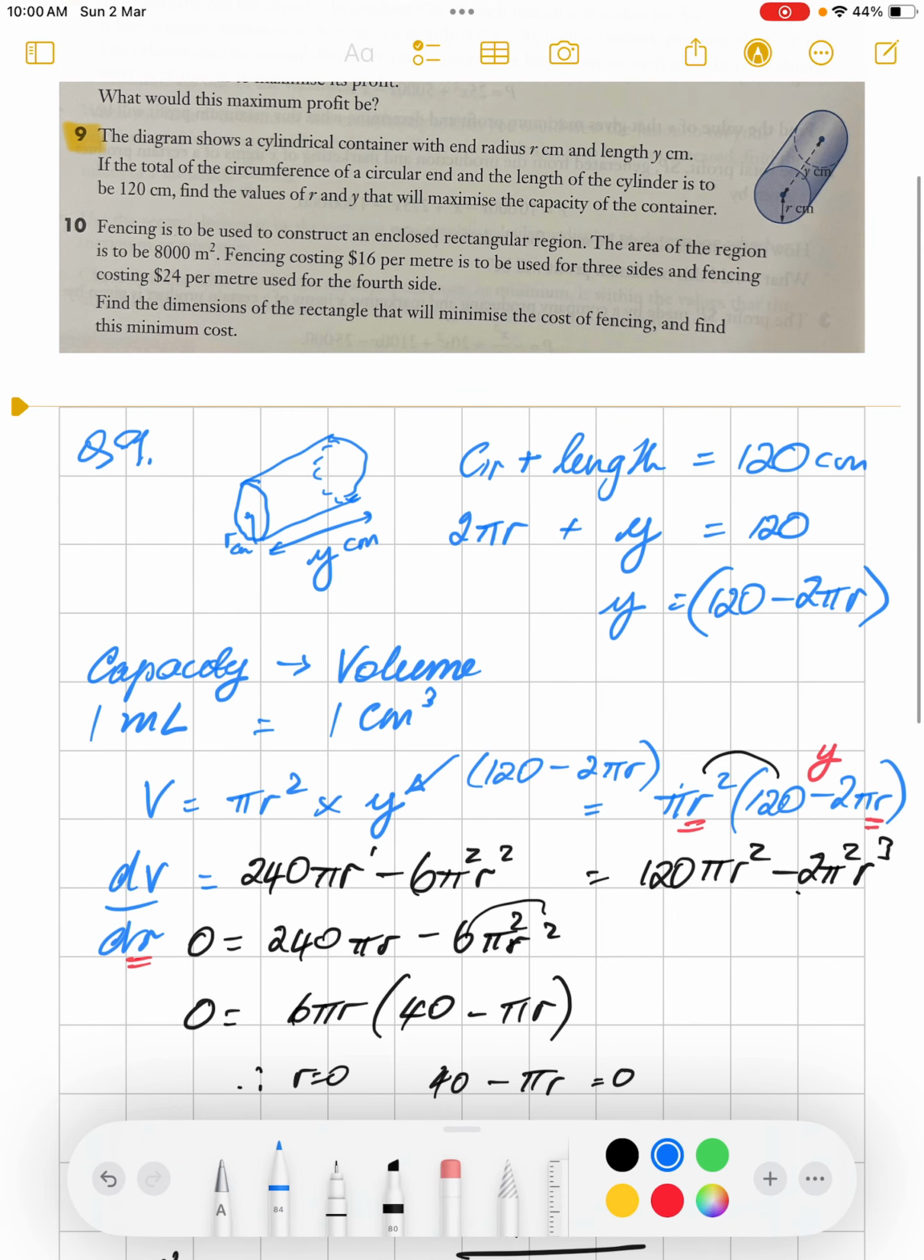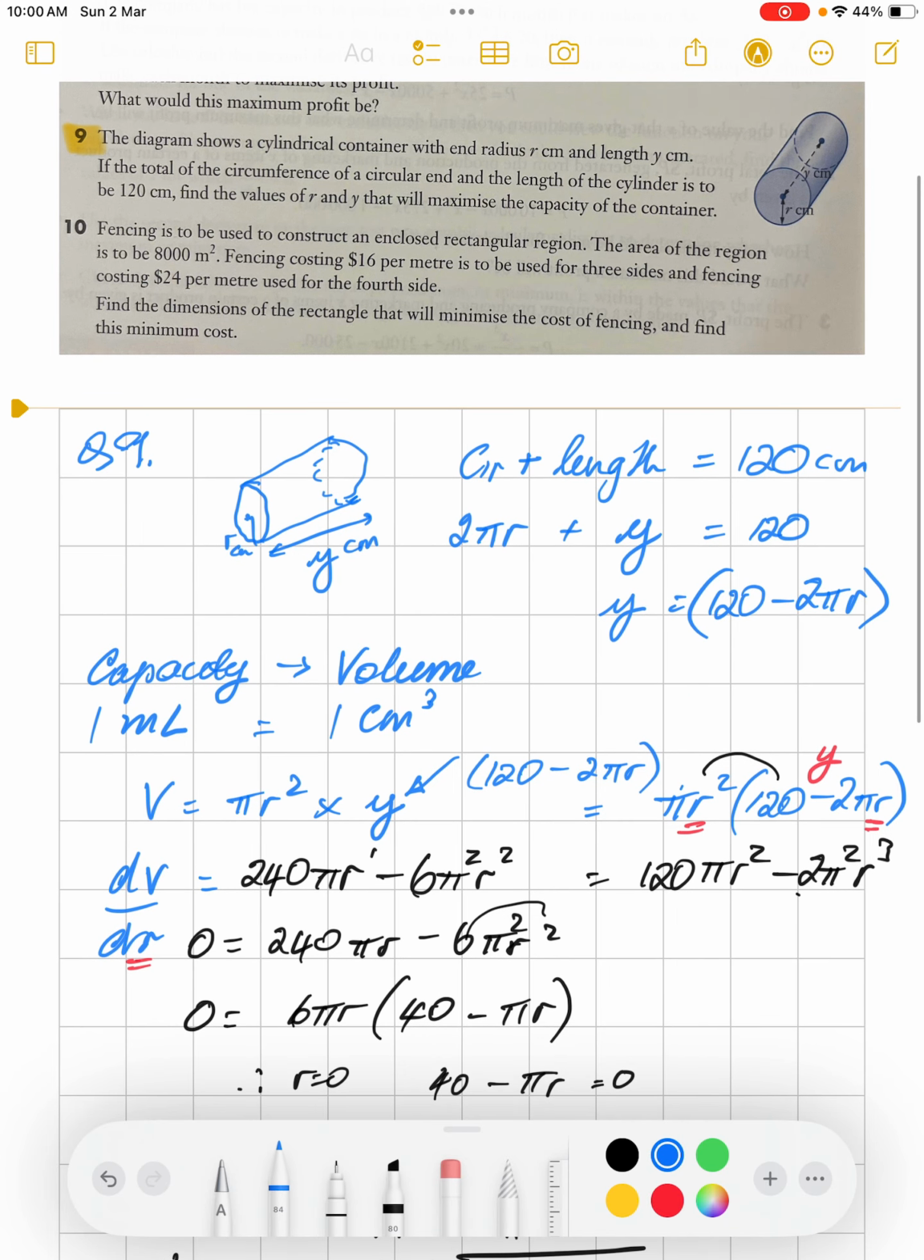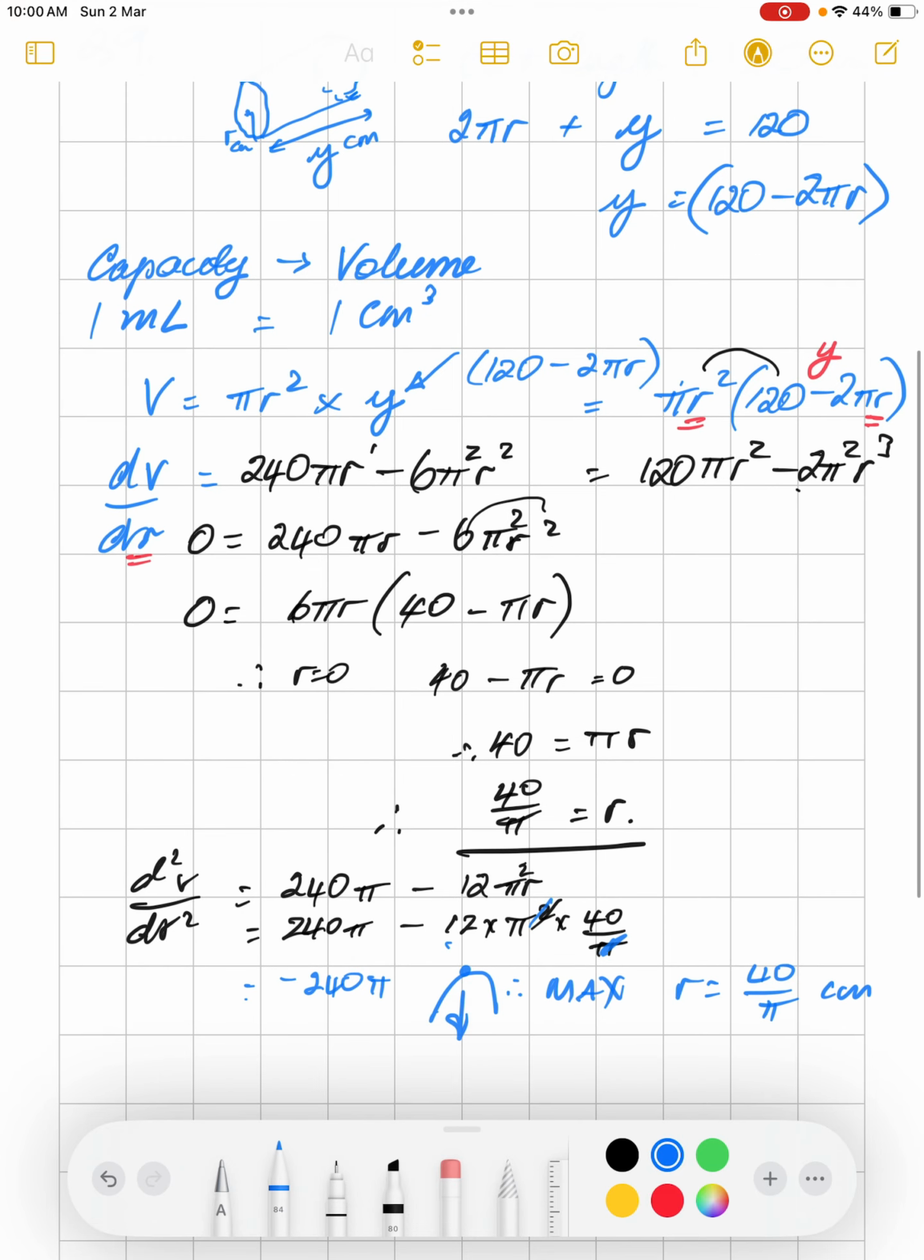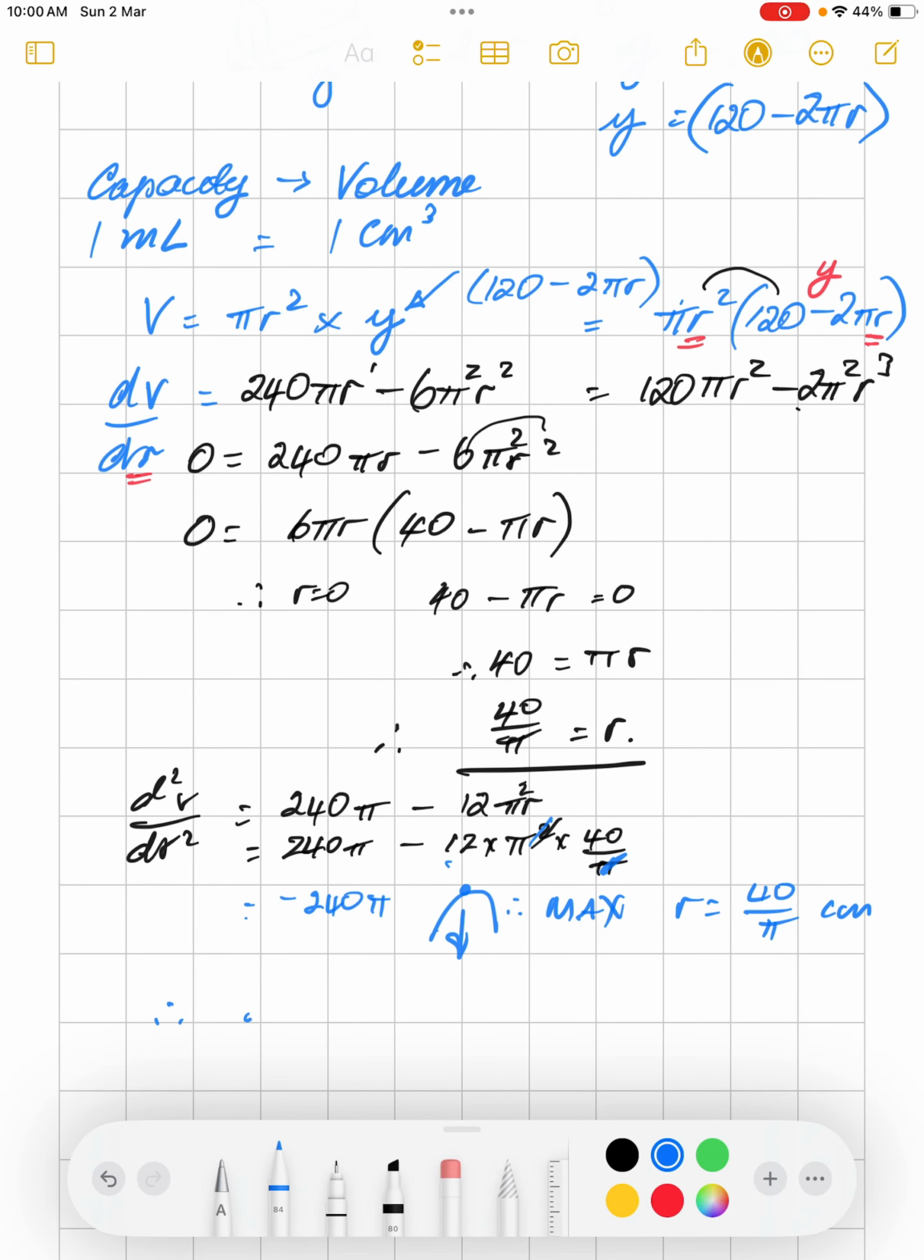Do we want the capacity? Just the value of r, and also the value of y. So if r is 40 over pi, therefore y is 120 minus 2 pi r. Substitute 2 pi, substitute 40 over pi, and that will cancel that. So 120 minus 80 is 40 centimeters. So therefore, there we have our length and our width.